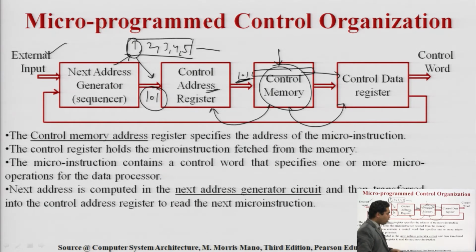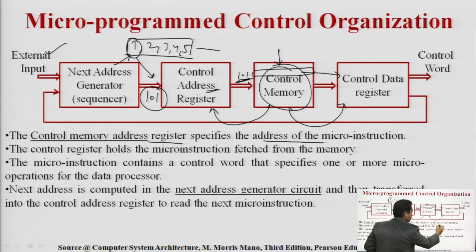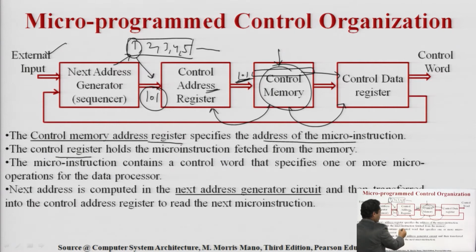Now what is there in a complete sequence? As mentioned in the slides, the control memory address register specifies the address of the micro instruction, and the control register holds the micro instruction fetched from the memory, and one by one we can specify what data is going to execute further, and the next instruction address is going to be stored here and managed by the sequencer part. So it is mentioned here that the next address is computed in the next address generator circuit, and then transferred to the control address register, and the process goes on.